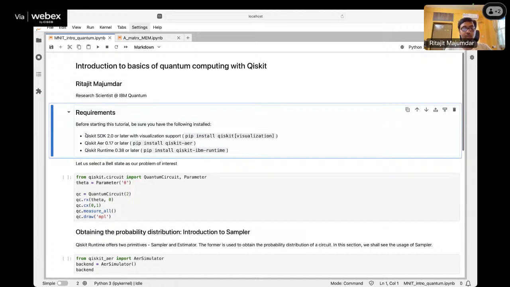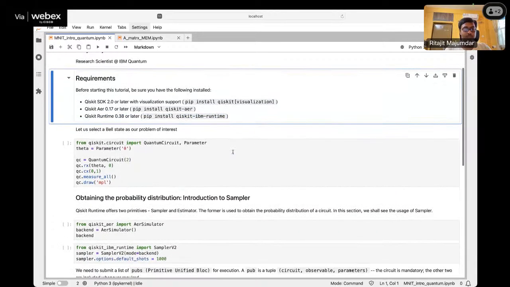So this notebook is prepared with the latest version of Qiskit, which is SDK 2.0, and there are some visualization supports required. So if you want to install Qiskit, just say install Qiskit with this visualization. I will use Qiskit Aer for simulation, and I will use Qiskit Runtime, which is used for the actual execution step.